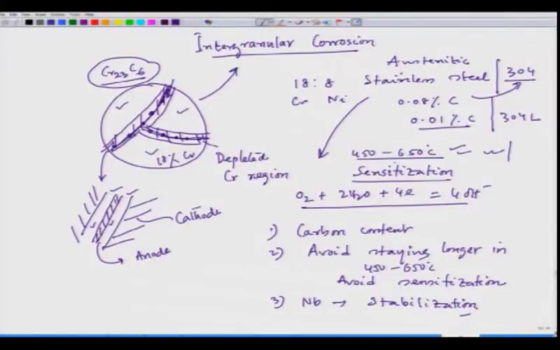So, let us not go ahead with intergranular corrosion anymore. Let us go to another form of corrosion, which is erosion corrosion.